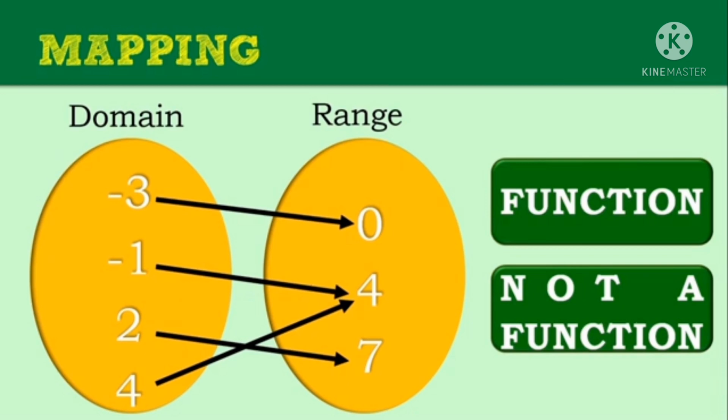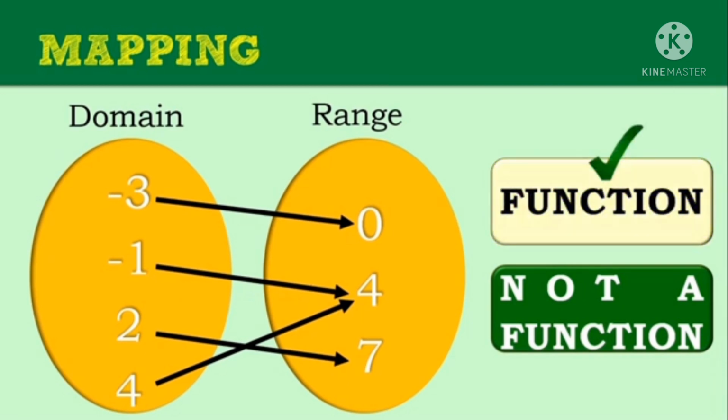Okay, alright. So how about this example? This is still a function. Why? Looking at all the elements of our domain, -3 is being paired to 0, -1 is being paired to 4, 2 is being paired to 7, and 4 is being paired to 4. So this shows that every element in our domain is being mapped to only one value in our range.